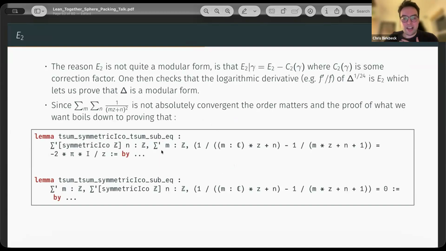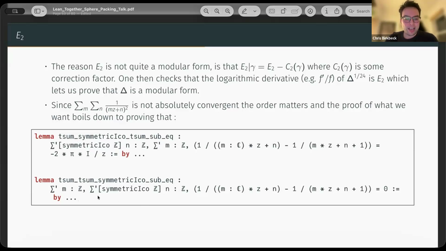It just says if I sum over n and m of 1/((mz+n)(mz+n+1)), then you get 2πi over z. And if you swap the m and n, you just get 0. And this is something that happens obviously because it's not absolutely convergent.